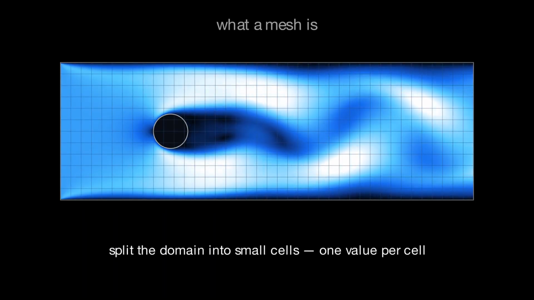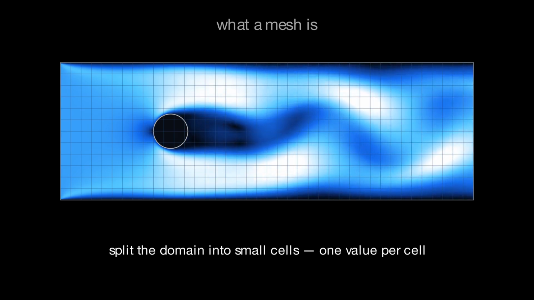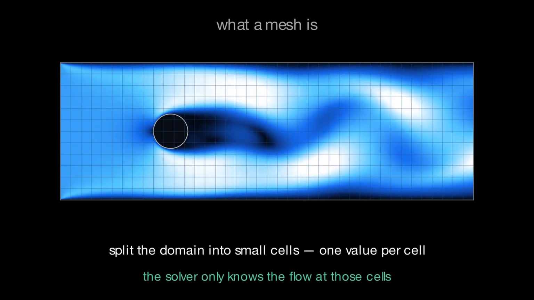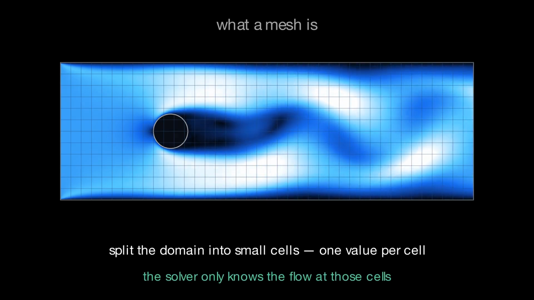So what is a mesh, really? You chop the domain into little cells. The solver keeps one number per cell, and that's all it ever knows about the flow. More cells, more detail. That's basically the whole game.